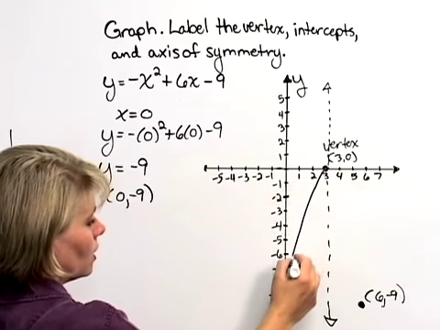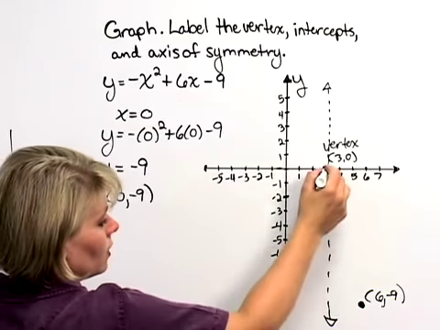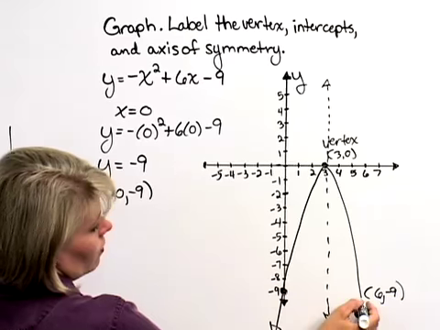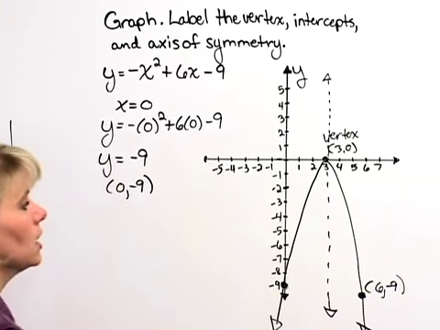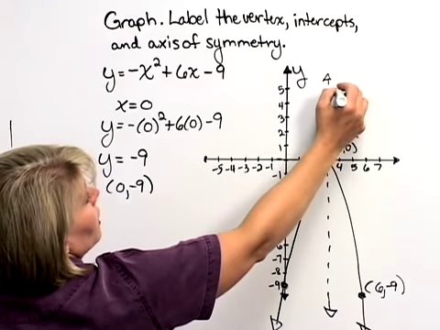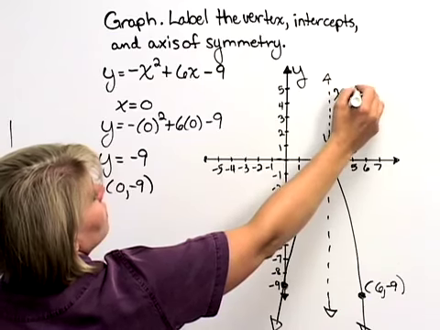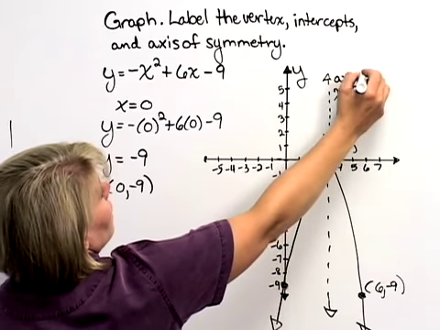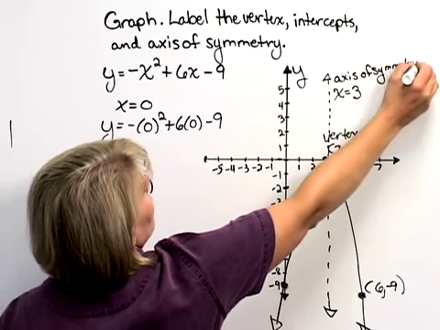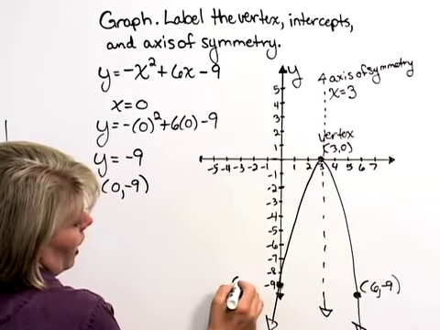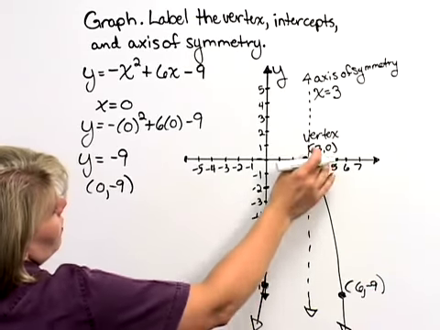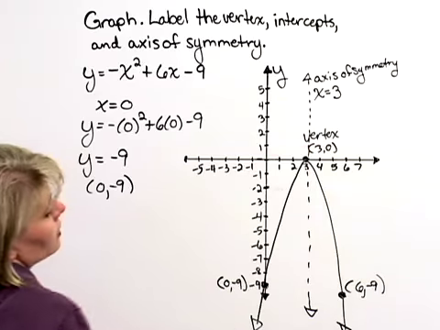It's going to end up looking like a parabola that goes like that, crossing the y-axis here at -9 and going through 6, -9. And be sure to label your axis of symmetry, which is right here. Its equation is x equals 3, and that is your axis of symmetry, which helped us find that third point. And your y-intercept here at 0, -9. We now have all our intercepts labeled. We have the vertex labeled, and we also have our axis of symmetry labeled.